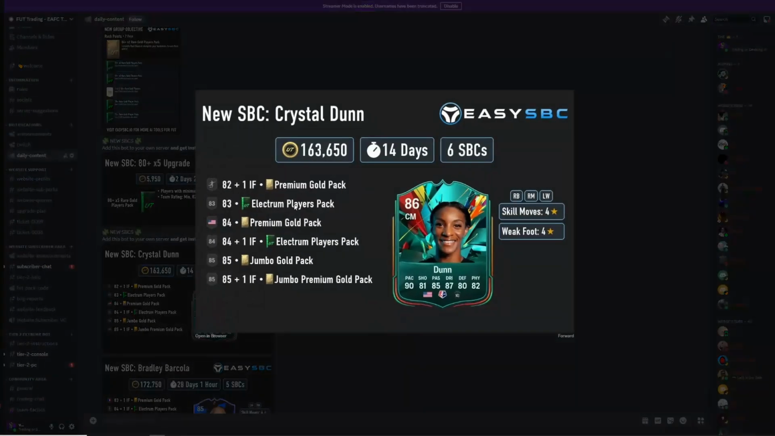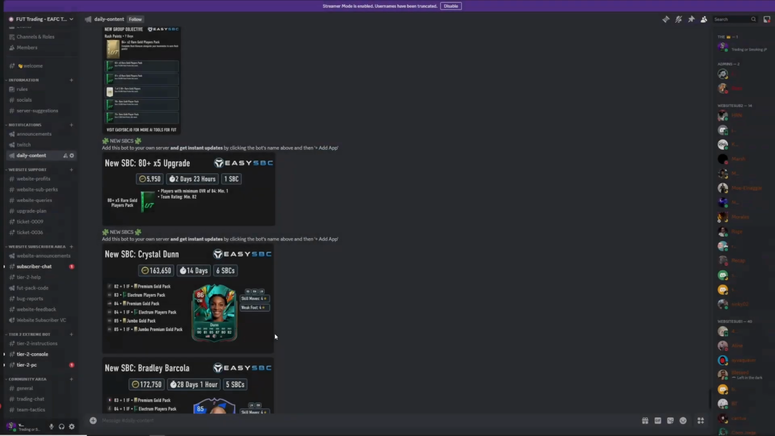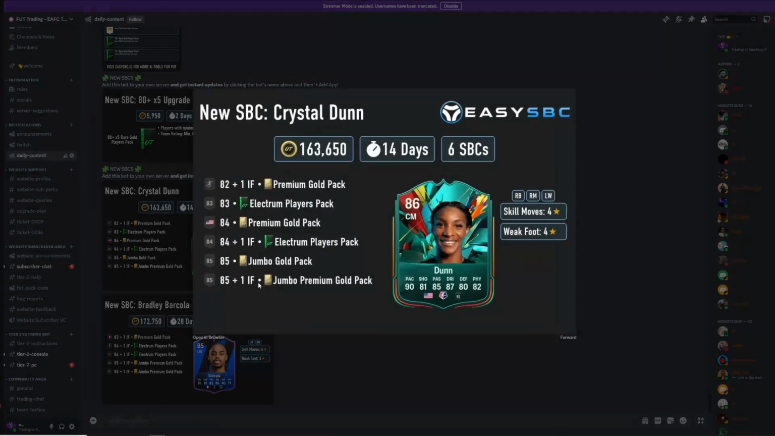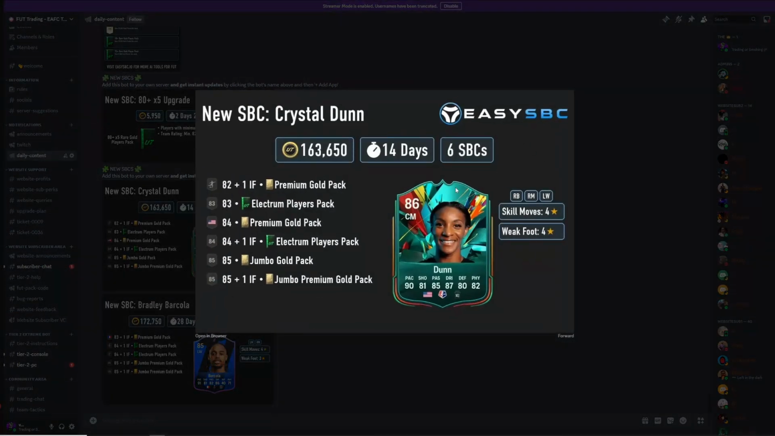Again, this is the reason it's got high upvotes on Easy SBC as we checked. This means that center mids might be a little bit volatile. And we also got a Bradley Barcola that's heavily downvoted, meaning that it probably won't affect the left wing position because not a lot of people like the SBC, meaning they're not going to do it. But when a lot of people do an SBC such as Dunk, this means that people won't need a center mid, reducing the demand for the center mid spot, if that makes any sense.